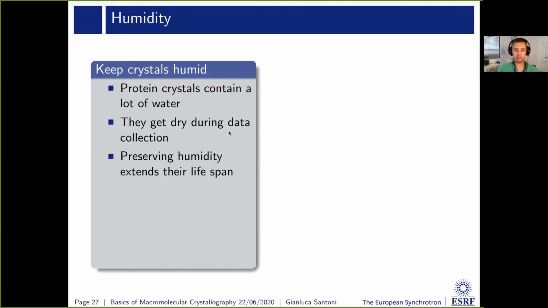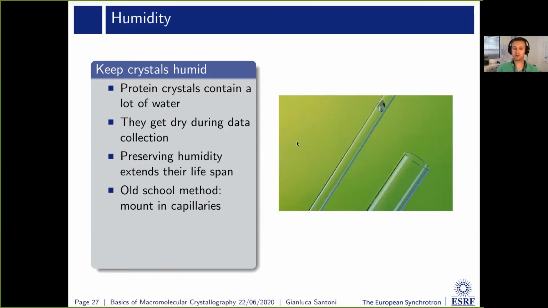There are different methods to do this. One, which is the old school mount, as I call it, is to mount crystals in capillaries. This is how data were collected in the past. We could just fish crystals inside a quartz capillary with some of their mother liquor. So the crystal would basically sit inside this tube with this mother liquor. We would shoot X-rays through. We can rotate this tube because the crystal, as you see, is stuck in the middle, so it will rotate with the tube. So we could collect diffraction data from this.